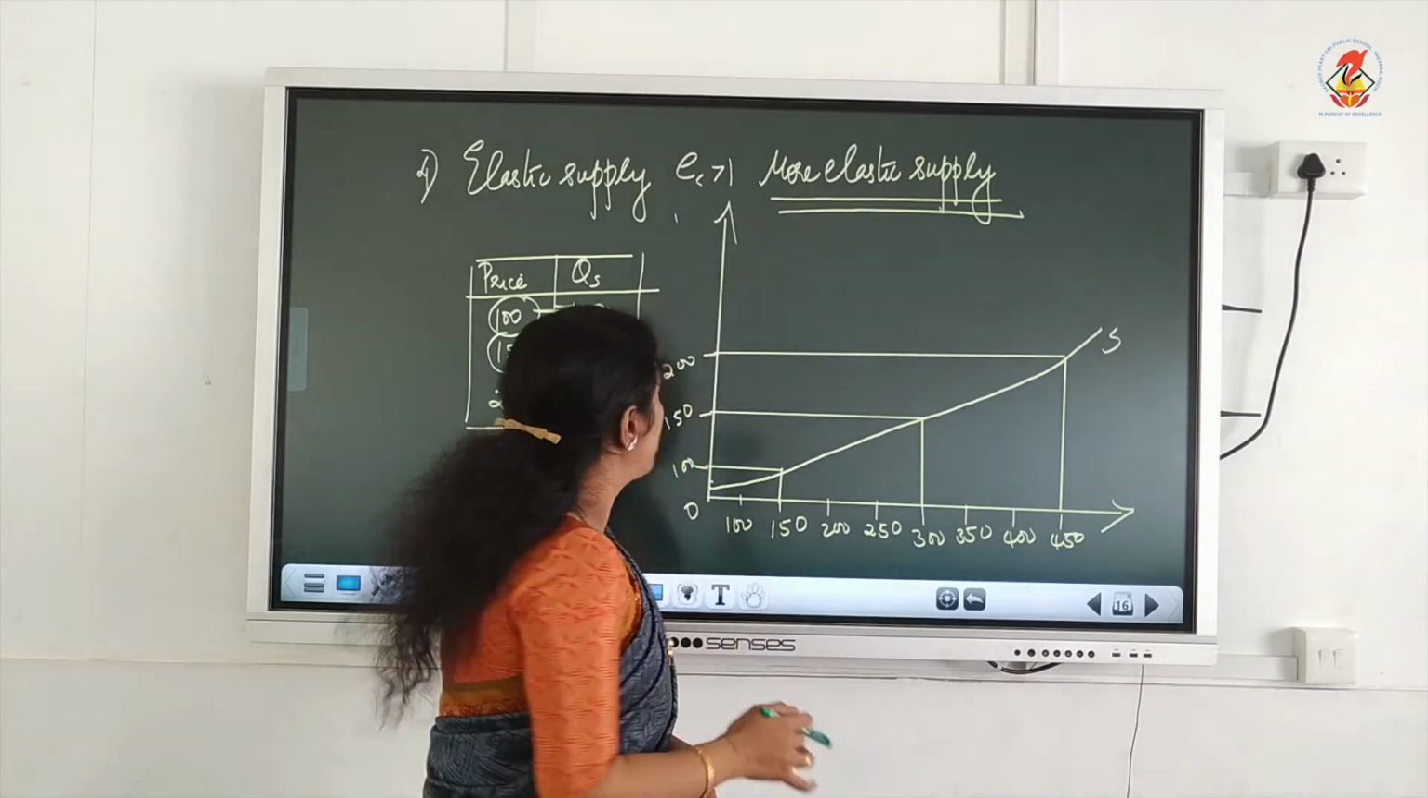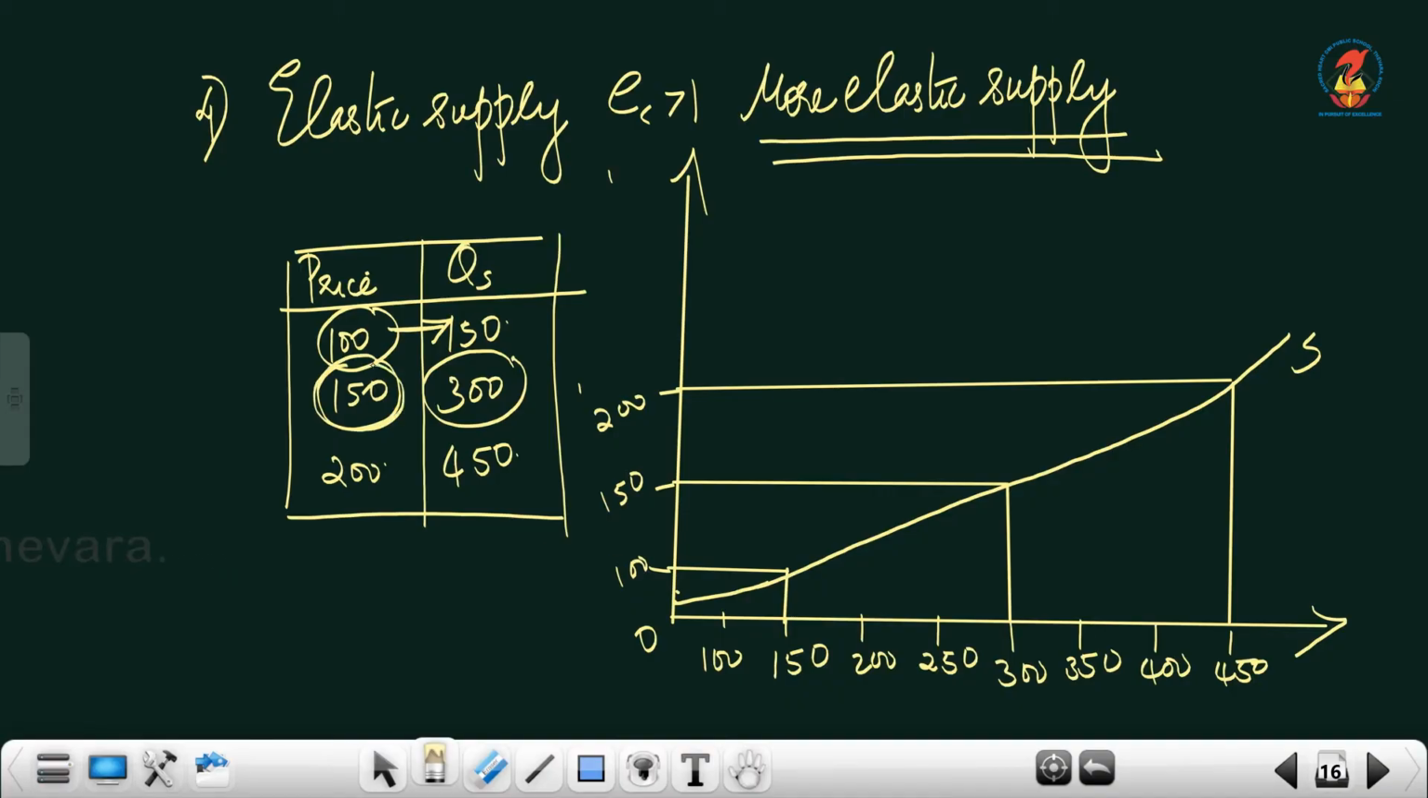So here the price change is only from 100 to 150, a change of 50, but he has increased his quantity from 150 to 300. Likewise, from 150 the price has increased to 200 and the quantity supplied has increased from 300 to 450. So, more elastic supply. You can find the supply curve is broader.